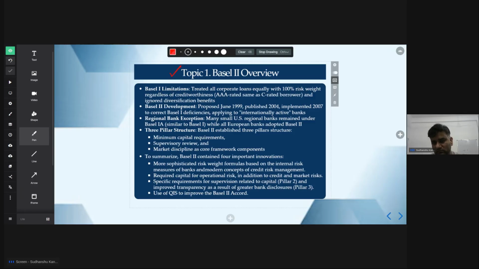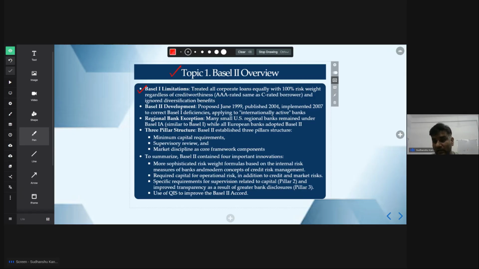And we look at the first topic, which is the Basel II overview, where we talk about the Basel I limitation. Under Basel I, all corporate loans carried a 100% risk weight, regardless of credit quality. An AAA rated borrower and a C rated borrower require the same capital, which is atrocious. This created poor risk sensitivity, regulatory arbitrage, and no recognition of diversification benefit. Basel II was designed explicitly to fix these shortcomings.